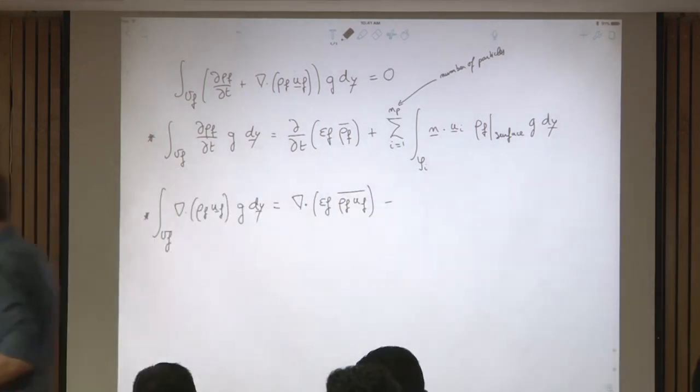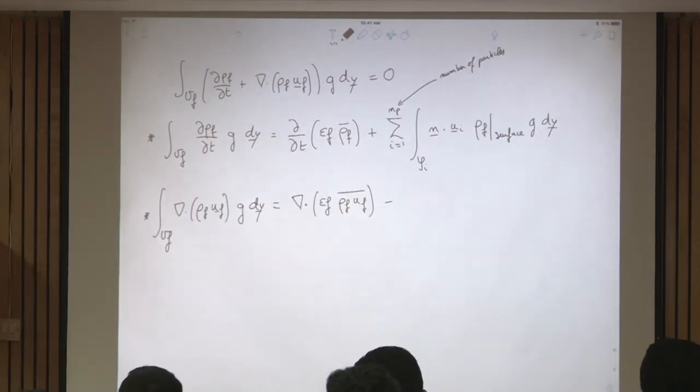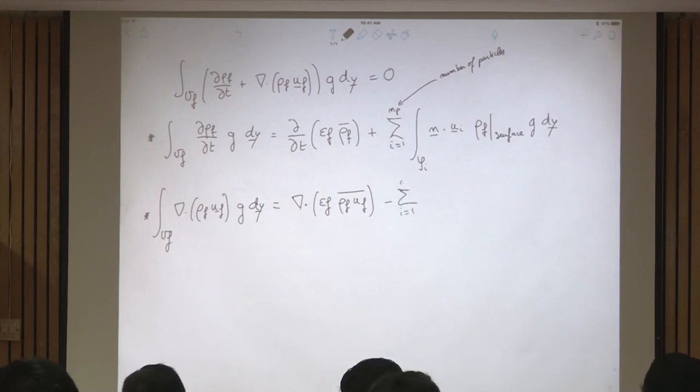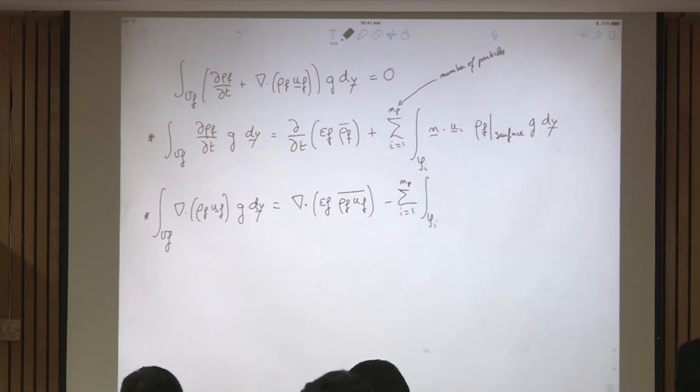Okay, so let me recombine all this. So we'll have also a surface term here: the sum over I of the integral over S_P of n dot u_F rho_F at the surface of the particle, convoluted with G dy.